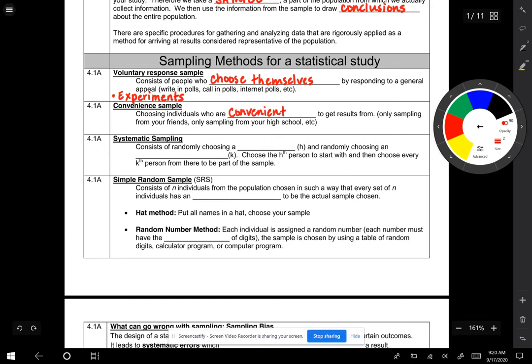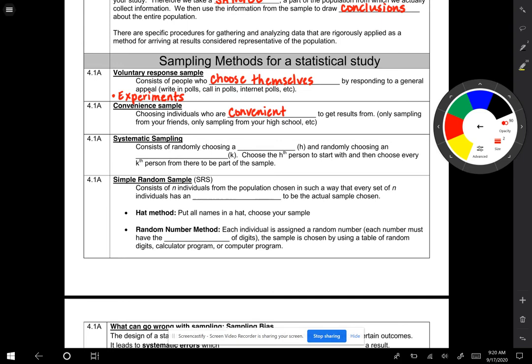So if we were in school doing a project of some sort, and you just want to get your friends to answer your questions, or you're going to go to your third period class and get all your responses, so you're only sampling from your friends, only from your high school, and so on. You're getting easy to reach individuals. So again, this one is not a very good method because it's not truly random.